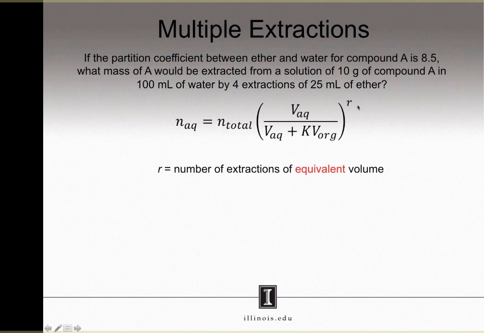Okay, well, let's look at what I have. I still know N total from the question. I know VAQ still, again, given to me by the question. I know K, given to me by the question. And I know the volume of the organic layer, also given to me by the question. And then finally, I know R, which is 4, again, given to me by the question. So all I do is plug in the appropriate values.